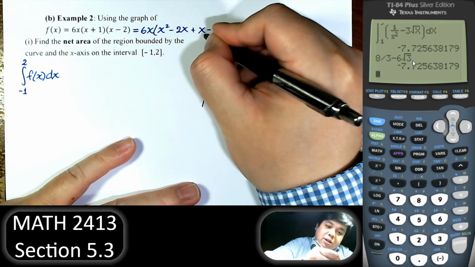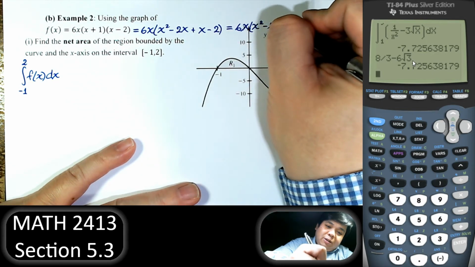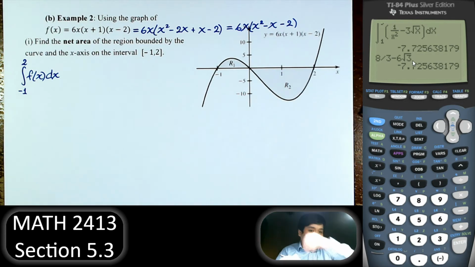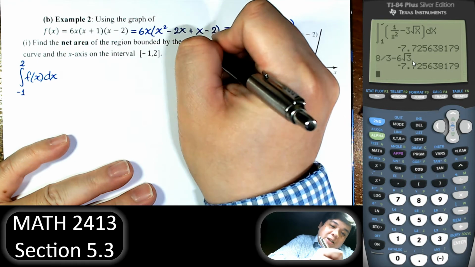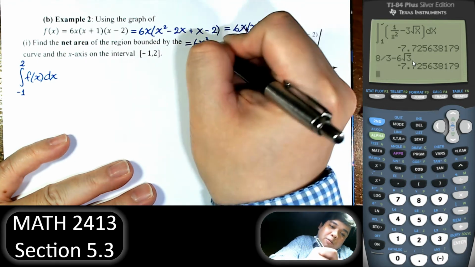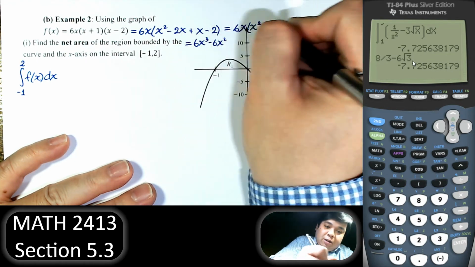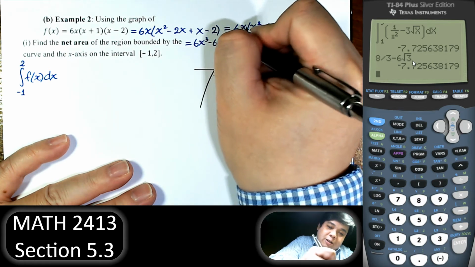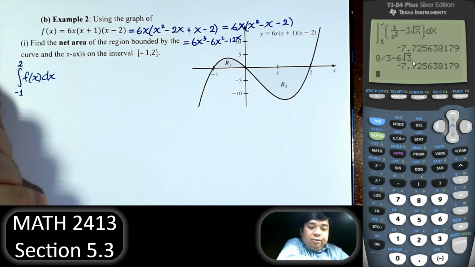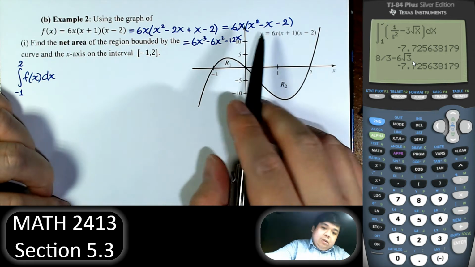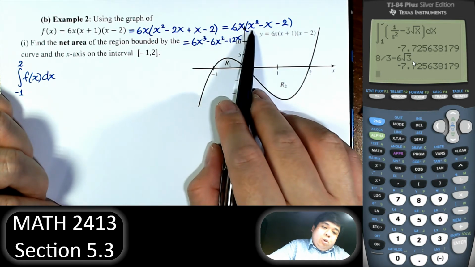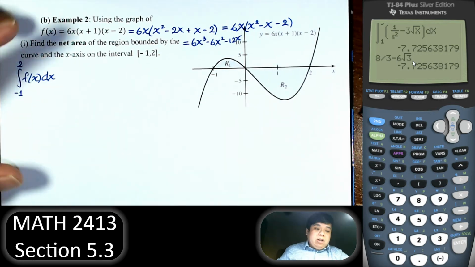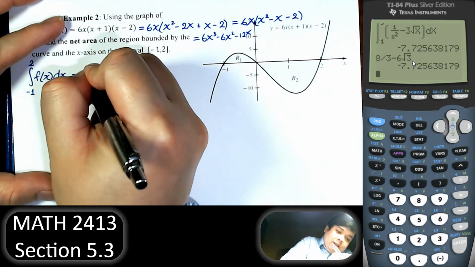Minus x minus 2. Right? And then multiply it out. 6x cubed minus 6x squared minus 12x. Right. x squared minus x minus 2. 6x cubed minus 6x squared minus 12x. Alright, so we'll evaluate that.